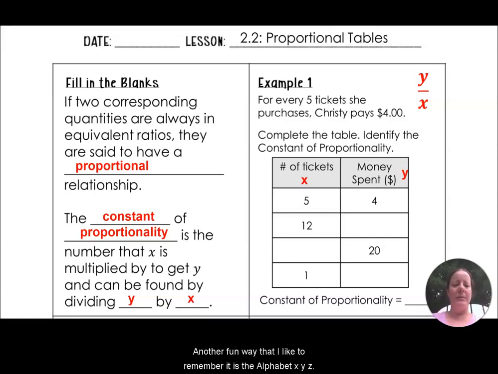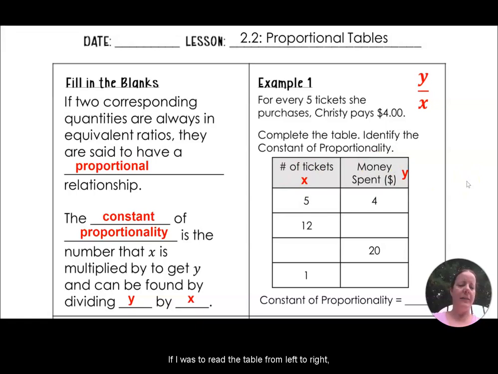Another fun way that I like to remember it is the alphabet, X, Y, Z. So X comes before Y, which comes before Z. So I have X, Y, Z, if I was to read the table from left to right. X, Y, Z. So using this fraction, y over x, I can now set up a fraction to find the constant of proportionality. So I'm going to take these two values and put 4 over 5. Notice that the 4 is in the y column and 5 is in the x column.